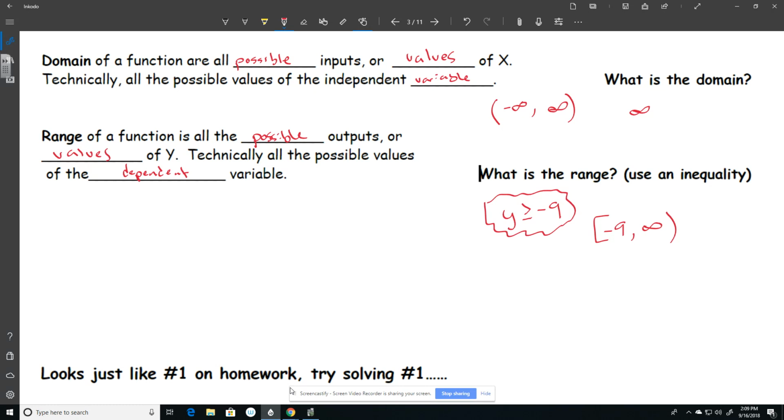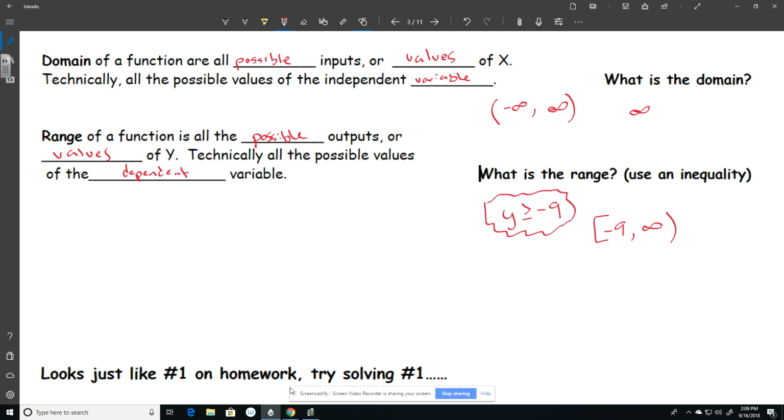Okay, so for the range, you look at what's the smallest or the biggest thing that y can be, and y goes up forever as x goes up forever. But no matter how big or small I get x, my y never gets smaller than negative 9. So that's my range. Okay, this looks like homework problem number 1.